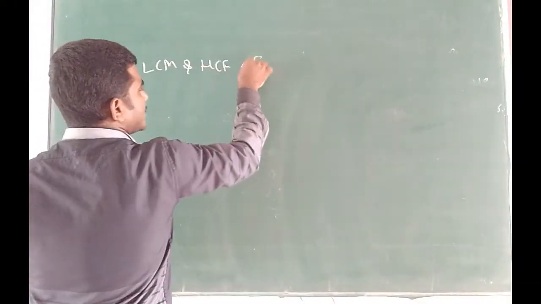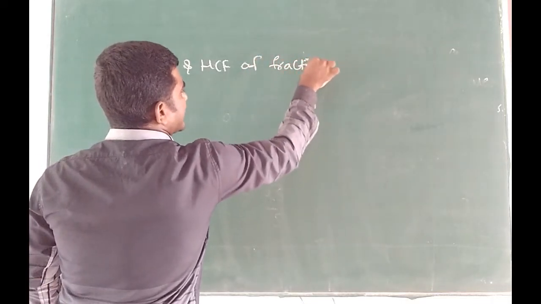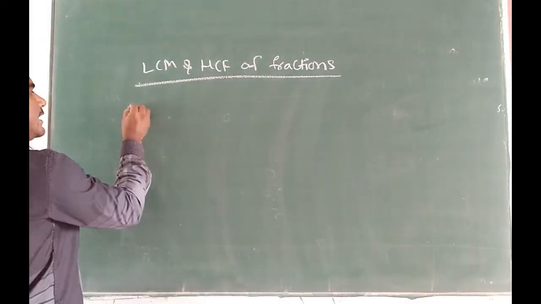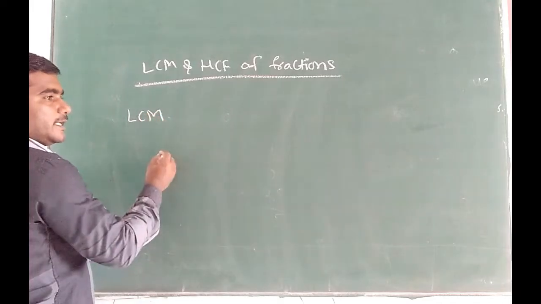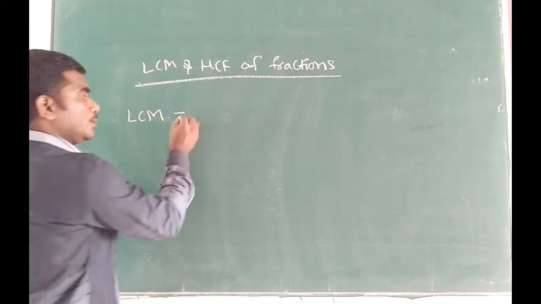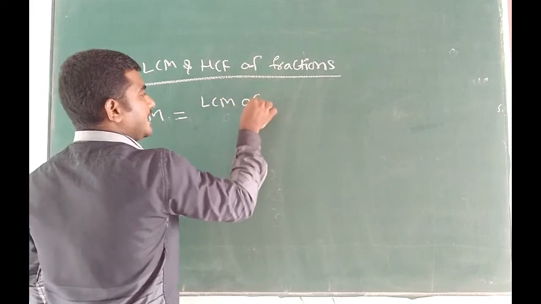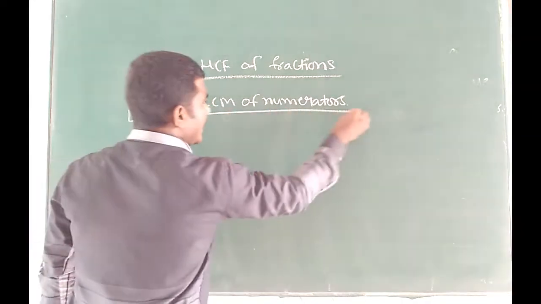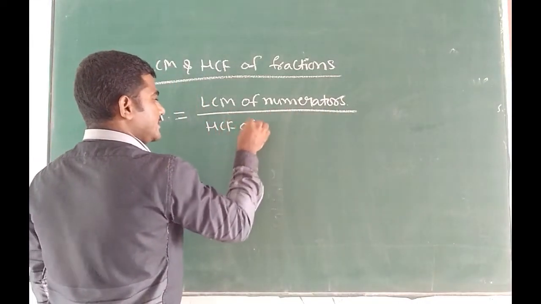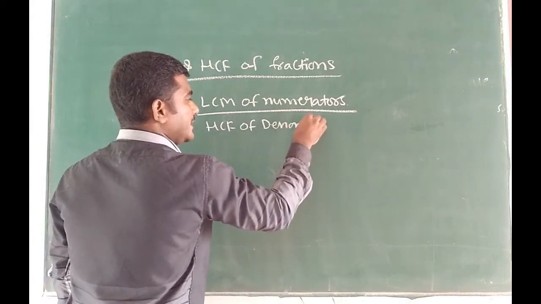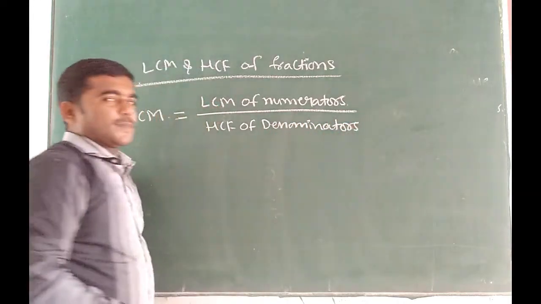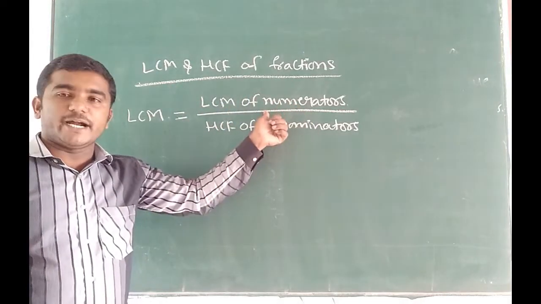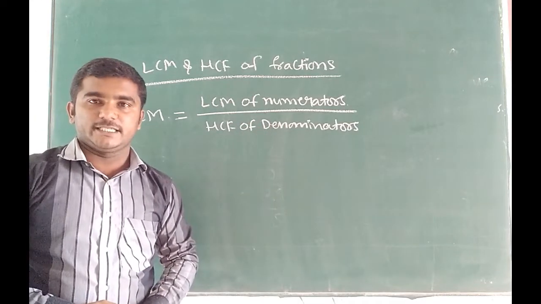LCM and HCF of fractions. How can you find the LCM and HCF of fractions? See, the formula: the LCM of fractions is equal to, what is the formula? LCM of numerators divided by HCF of denominators. The LCM of fractions, how can you find? LCM of numerators divided by HCF of denominators.